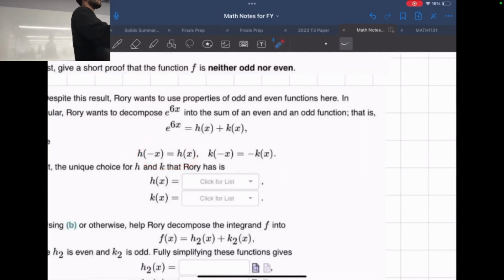our h of x is even, our k of x is odd. So is cosh even or odd? Cosh is even. Is our sinh odd or even? Sinh is odd. Right? Reason being.